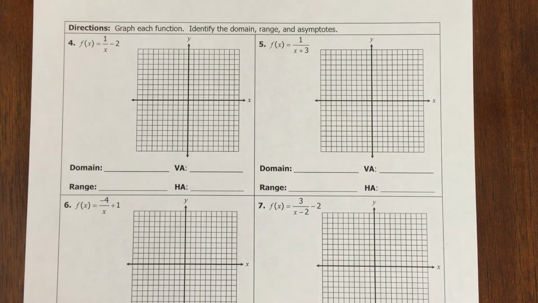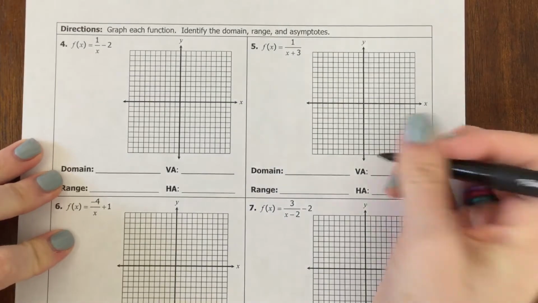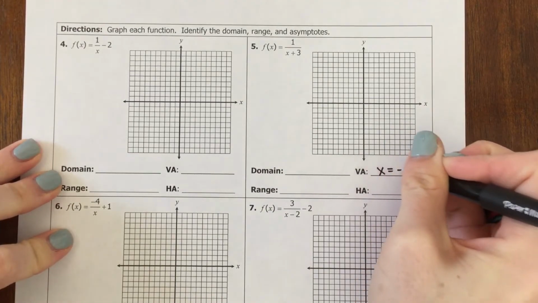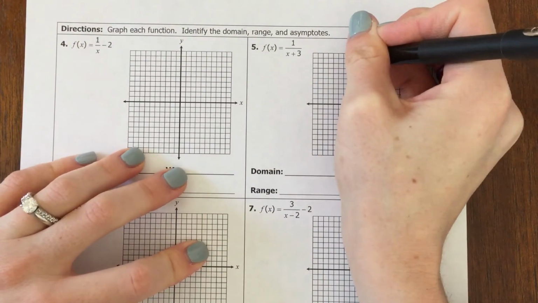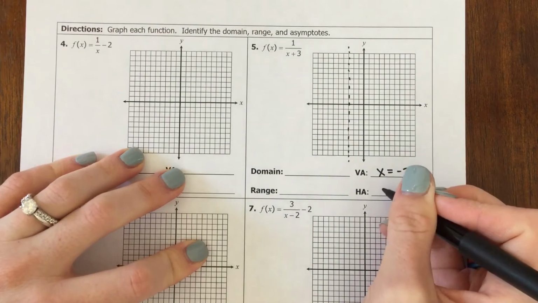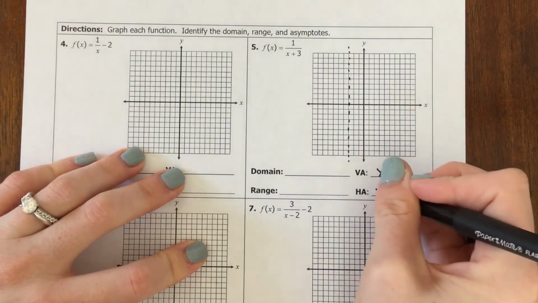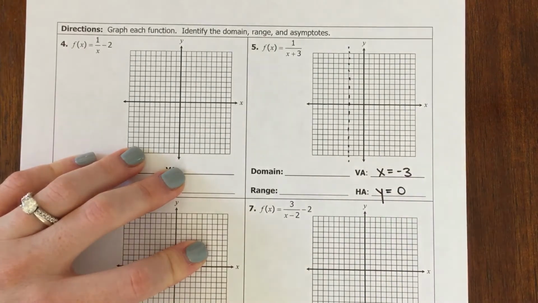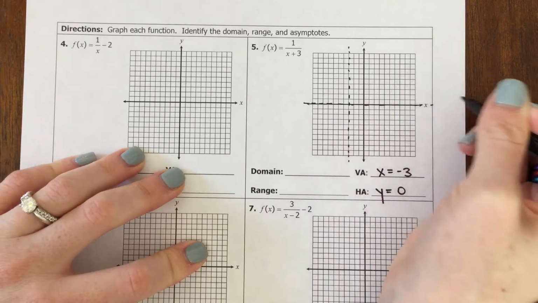So in this one, our vertical asymptote, see the denominator x plus 3? That means our vertical asymptote is at x equals -3. So I'm going to start there. 1, 2, 3, and we can put this dotted line right down here. The horizontal asymptote is always the number on the end right here. Since there's nothing there, we just say that that's a 0. So it didn't move up or down at all, so our horizontal asymptote is just right here.